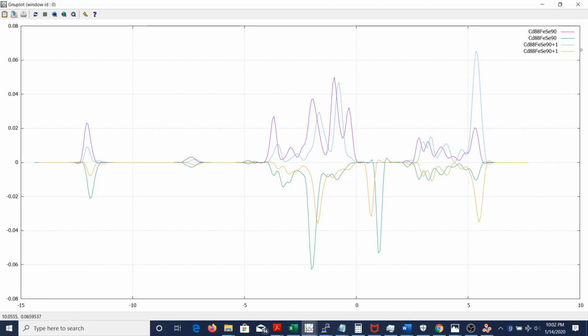Now the blue one is for the charged one. The purple one is for the neutral one. So you see the difference on this side and this side of the band gap. So by this, we can say that it is not exactly the same oxidation state for iron in the case of the neutral and the charged structure with the vacancy.